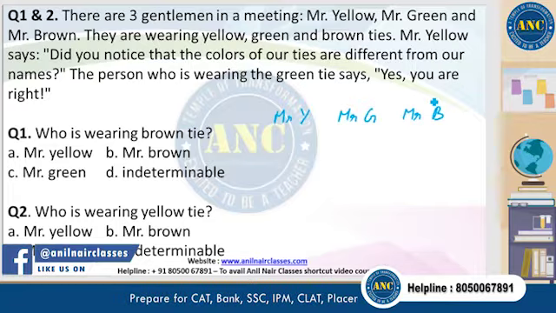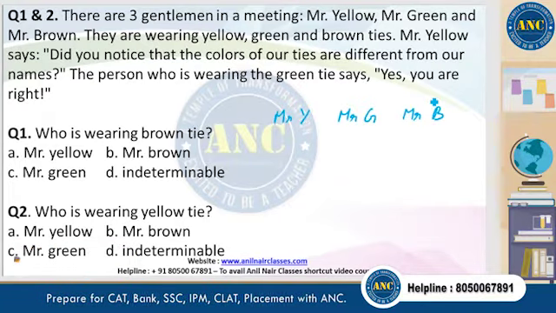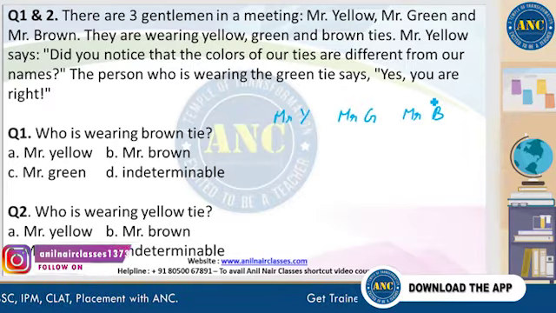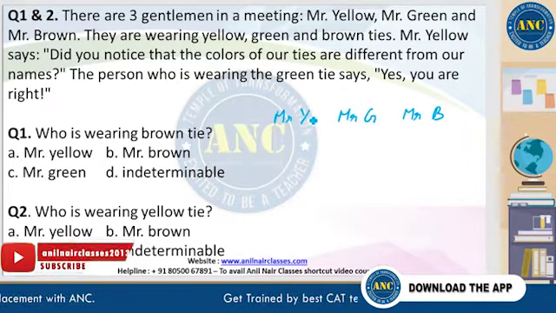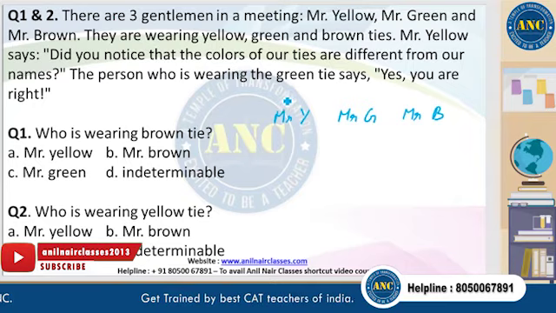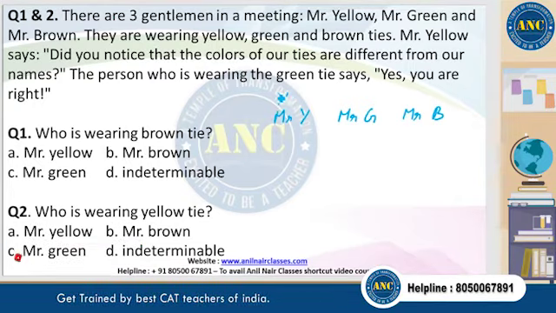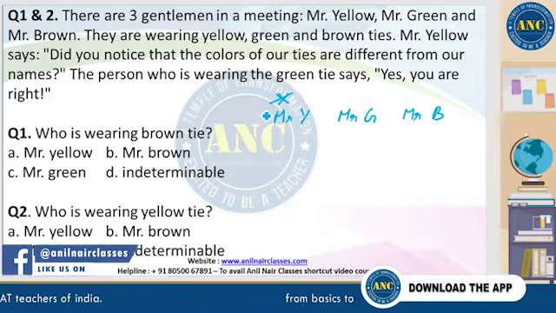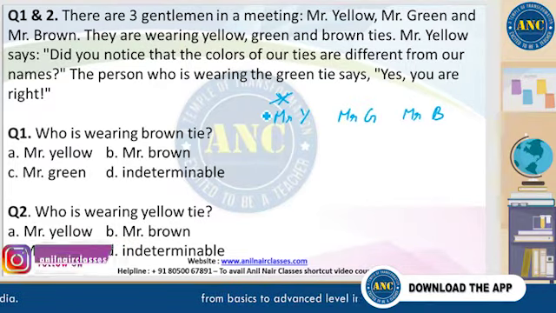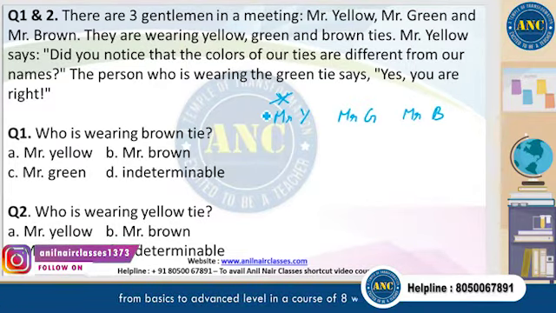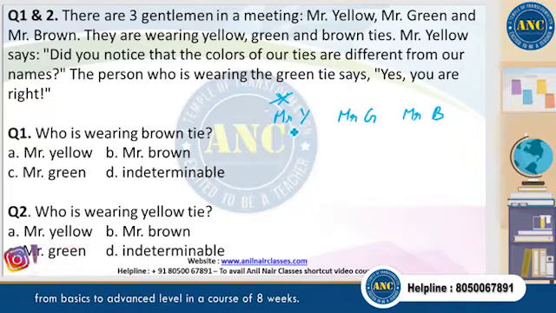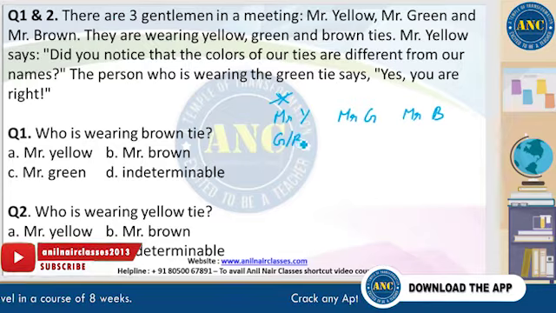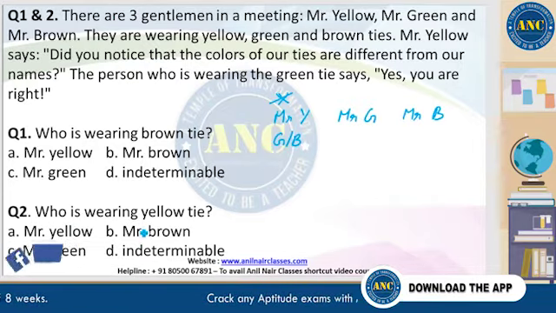Mr. Yellow says, did you notice that the colors of our ties are different from our names? That means he's trying to make a statement, which means that Mr. Yellow's tie color is definitely not yellow. As of now, we can say, but the person who is wearing the green tie says, yes, you are right. So Mr. Yellow could wear a green or a brown tie, right?